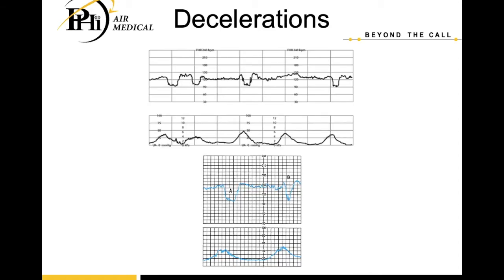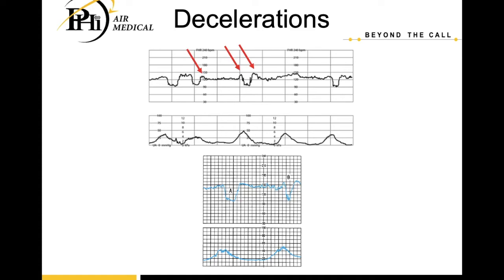Pictured here, we can see 4 variable decels. They have that very rapid deceleration, with the onset to the nadir occurring in less than 30 seconds. Another pretty significant thing that gives them away is that they have these shoulders on them. A shoulder is an acceleration that happens right before and or right after a variable deceleration.